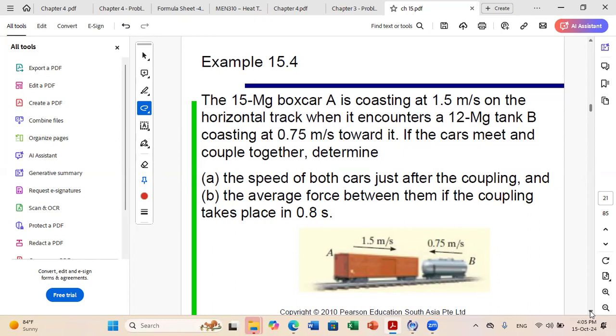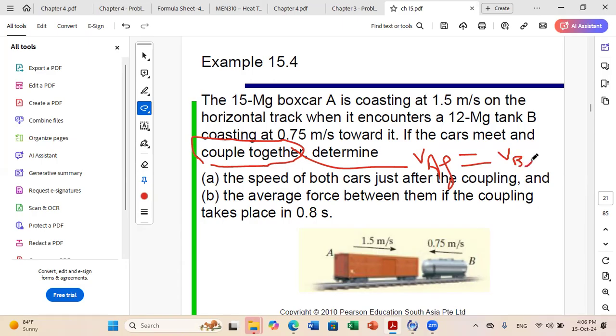If the cars meet and couple together, what do we understand by the cars will couple together? Who can tell me? We're going to have one final velocity. We want to have one final velocity. So they will become one rigid body, okay? So we can say that VA final equals VB final. They will become one rigid body.